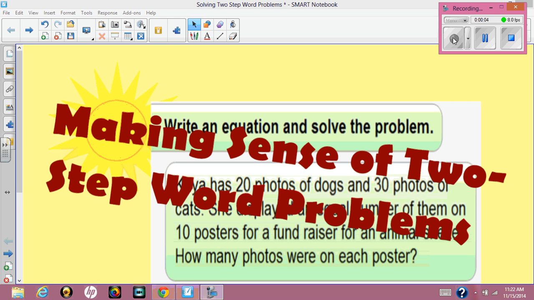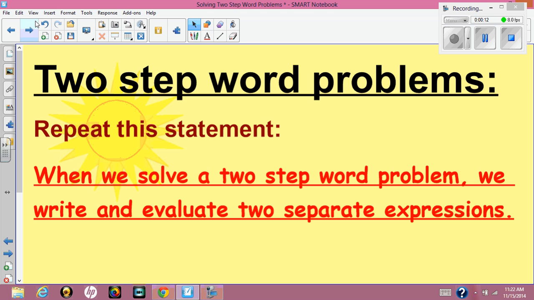We're going to make sense of two-step word problems today. Two-step word problems. When we resolve a two-step word problem, we write and evaluate two separate expressions. That is a very important part of what we're going to be learning today.